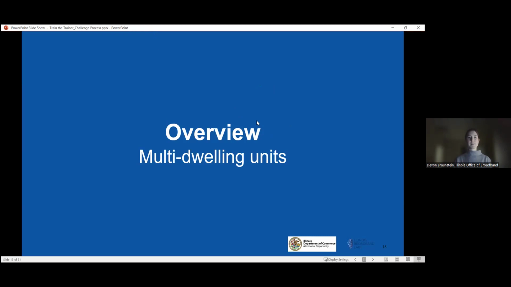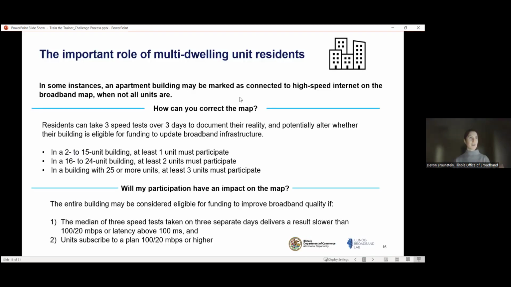All right, so this next slide is about multi-dwelling units. If you recall, multi-dwelling units are apartment buildings. They have at least 2 units in the building. And the reason why it's important to call them out here is that there may be instances where a building is marked as fully connected to high-speed internet on the broadband map, when in reality, not all units are connected. But the maps have historically been a bit overstated, and we have heard anecdotally that perhaps residents in certain units may not be getting that broadband service that their neighbors are getting. And this is the kind of thing that we want to know on a map, so these areas can get funding to make sure that every unit is getting that service.